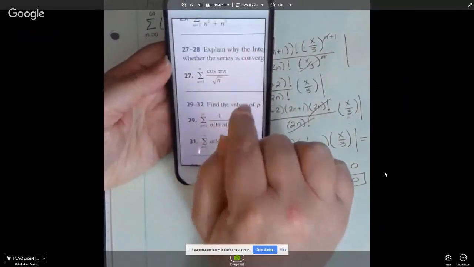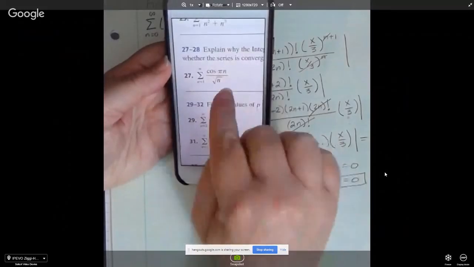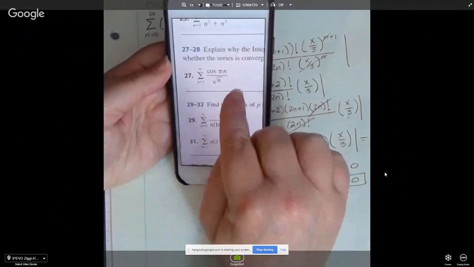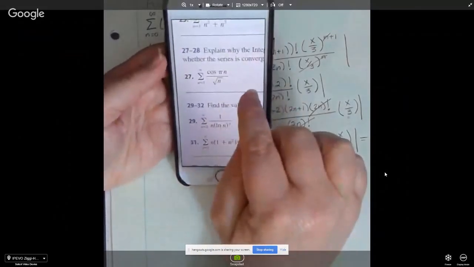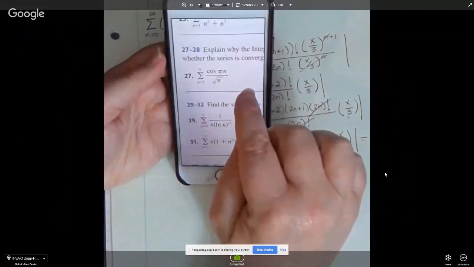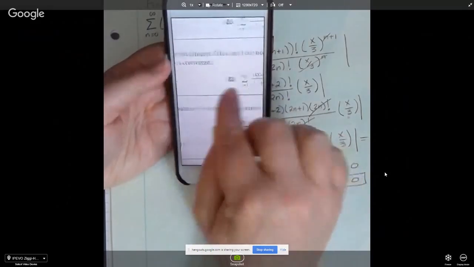So how do you do that one then? You do an alternating series test. I think we're all good on using the integral test, but what we never learned was about estimating sums of series and then the remainder estimate for the integral test. We don't really know what that is.